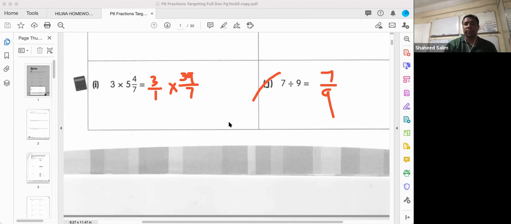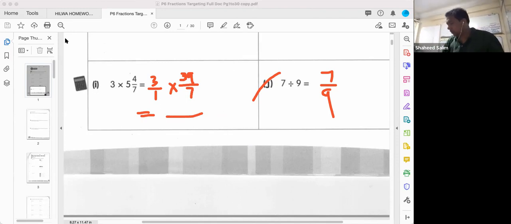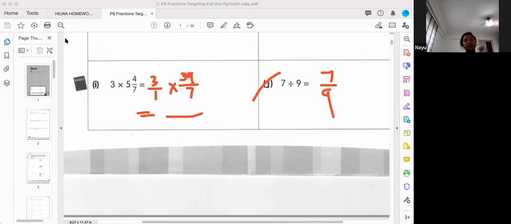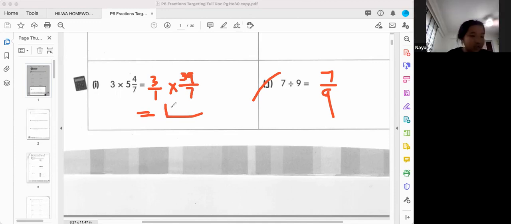Top times top, bottom times bottom. What is the answer? You got to do working. Can use your calculator, no problem. 39 times 3. You have a calculator? No. 117. Okay, what's your answer? 117 over 7. Good.